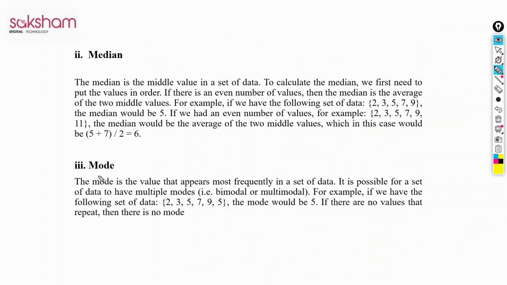Now the concept of mode. The mode is the value that appears most frequently in a set of data. It is possible for a set of data to have multiple modes, called bimodal or multimodal. For example, if we have the data 2, 3, 5, 7, 9, 5, the mode would be 5. Why 5? Let's take this example first.